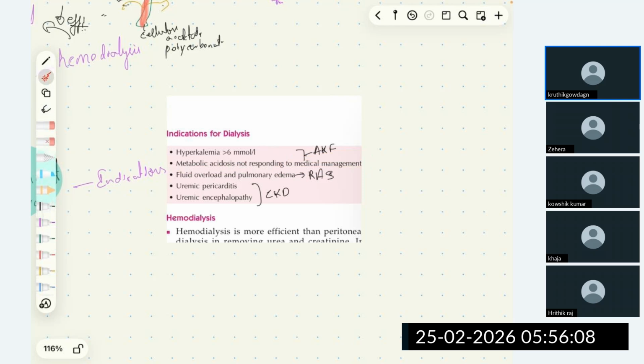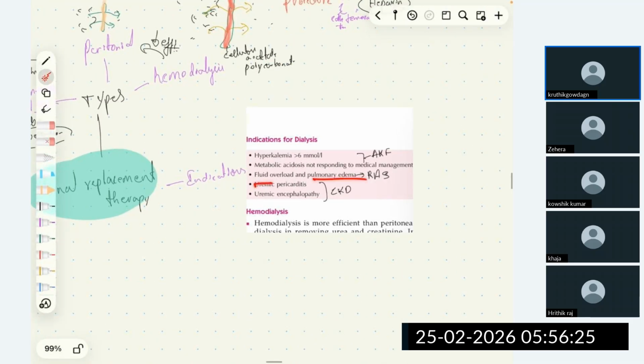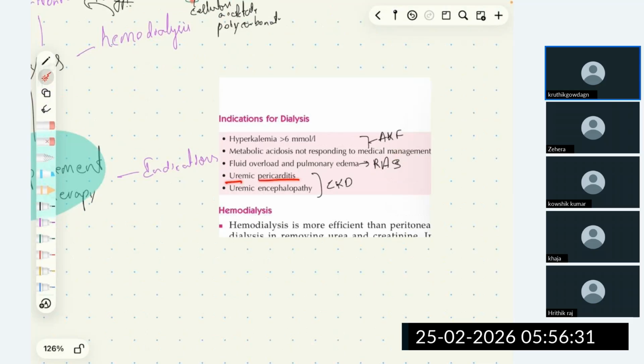Hyperkalemia and metabolic acidosis are most commonly seen in acute kidney failure, we already saw yesterday. And also fluid overload and pulmonary edema which is refractory to treatment. We can go for renal replacement therapy. For fluid overload and pulmonary edema, we saw one of the causes, that is bilateral renal artery stenosis. In case of uremic pericarditis and uremic encephalopathy seen in CKD, we can do dialysis.